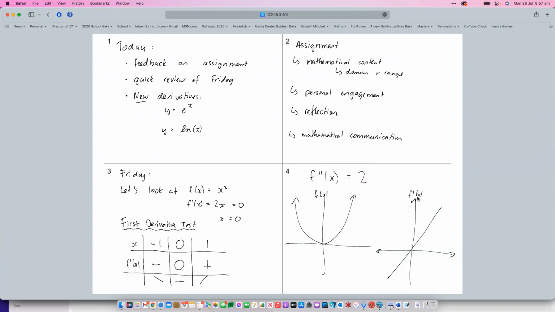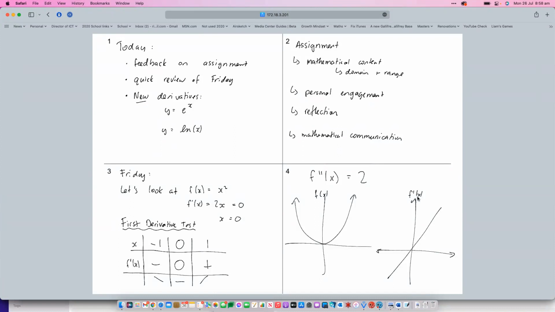So the second derivative automatically tells us what's happening here. The second derivative is positive, which means the gradient of the first derivative is positive, which means it must be going from negative to positive. And what does that mean? It means that it must be a local minimum. So it's a follow-the-breadcrumb trail. That's the theory behind it.